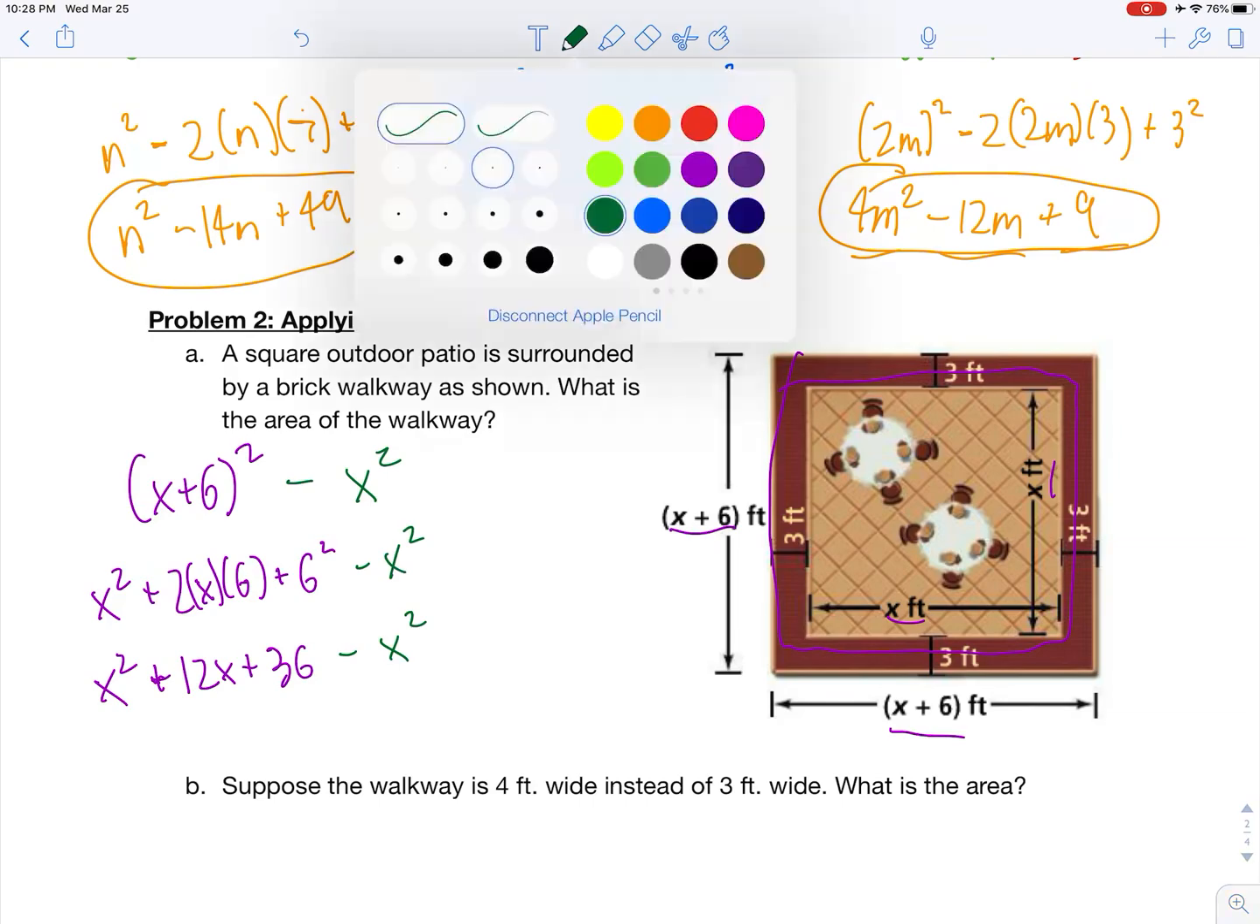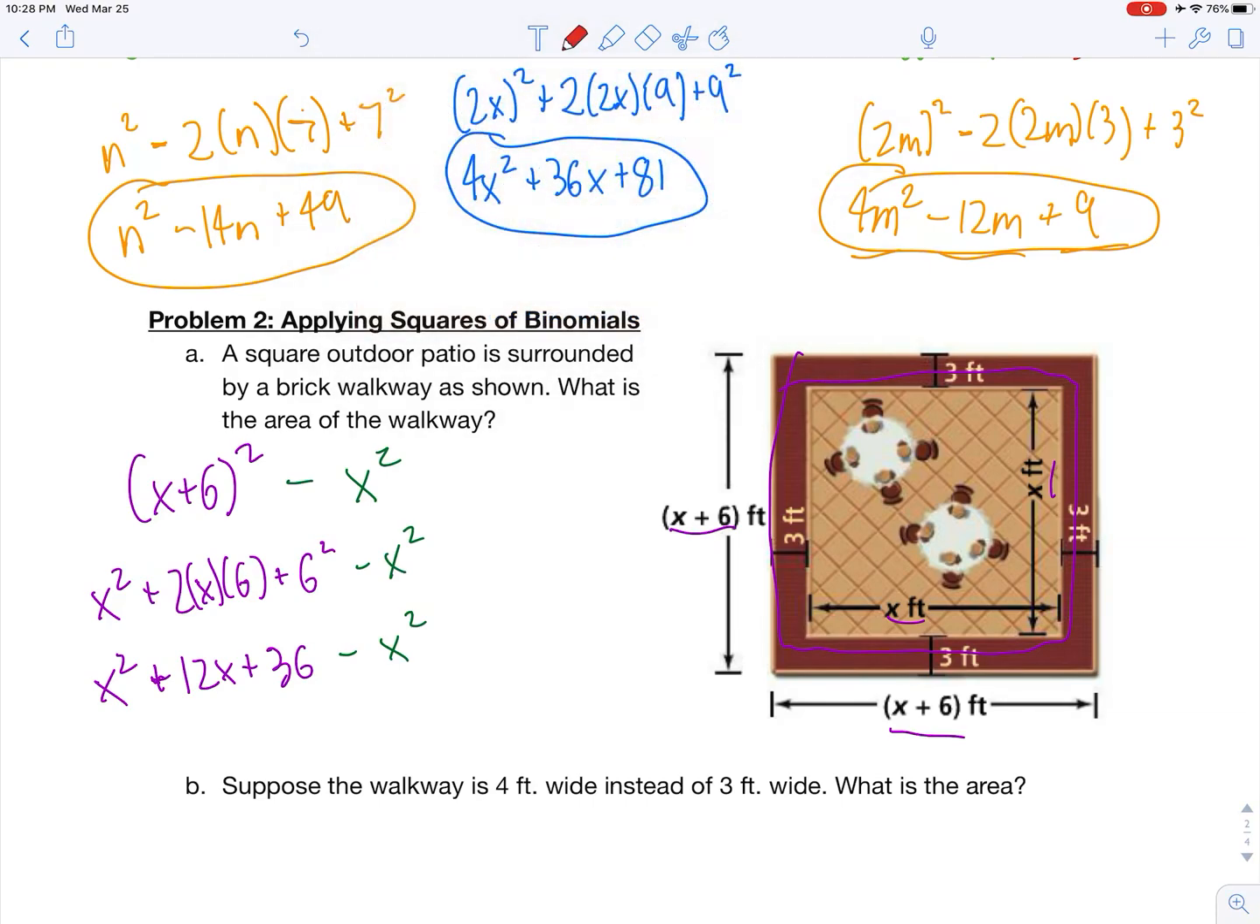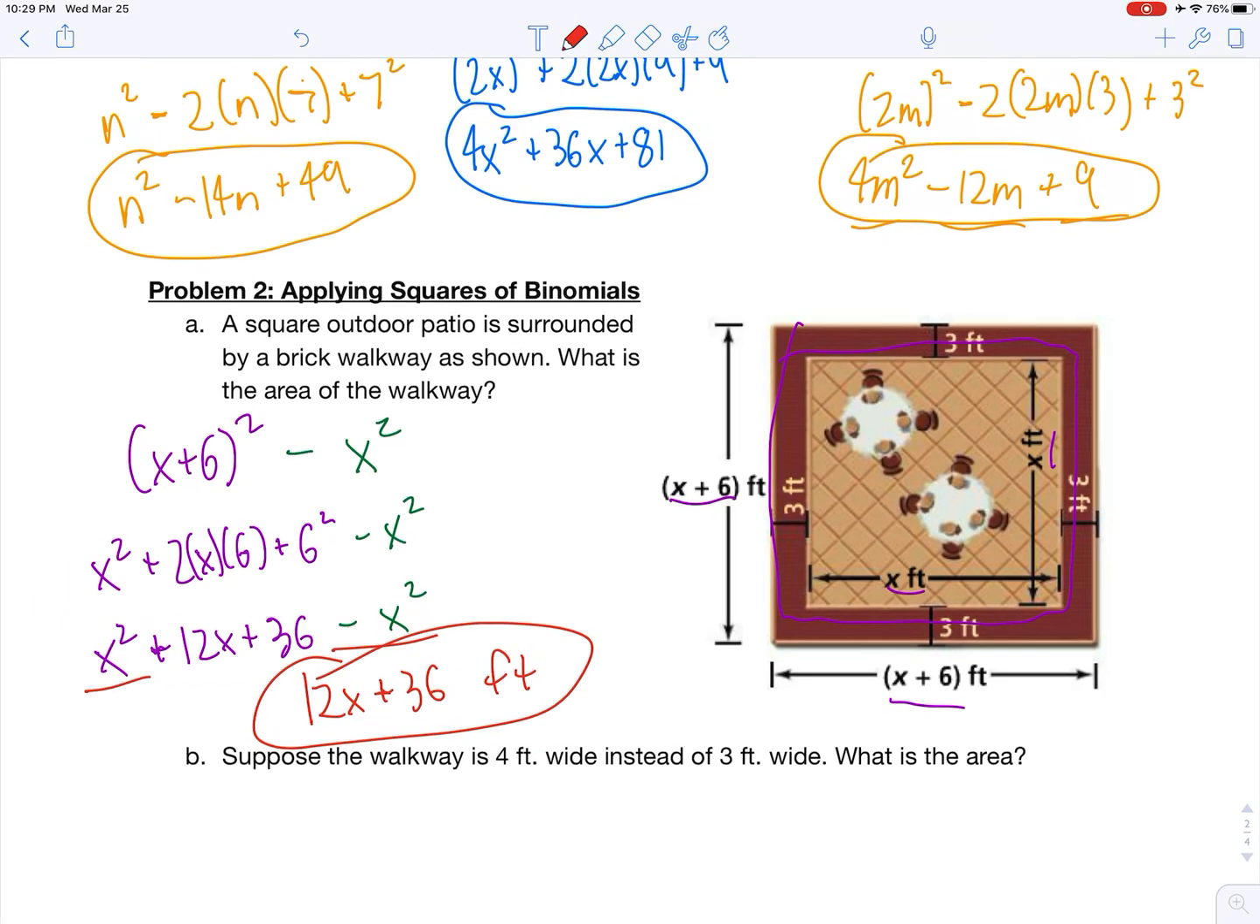So if I'm combining like terms as the last step, looks like there's x squared and x squared. X squared minus x squared is just going to cancel, and I'm just left with 12x plus 36. Throw in units too, since that word problem looks like 12x plus 36 is going to be our quantity in terms of feet. So again, all we're looking to do really is simplify this x plus 6 quantity squared, following our shortcut for squaring a binomial.